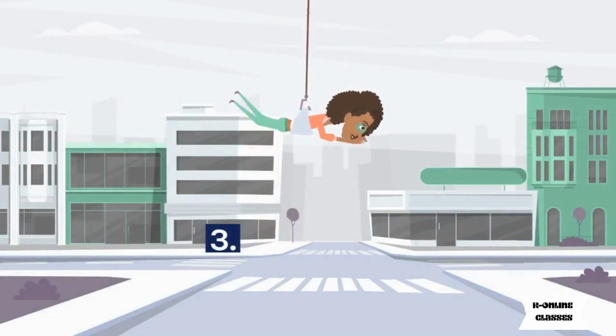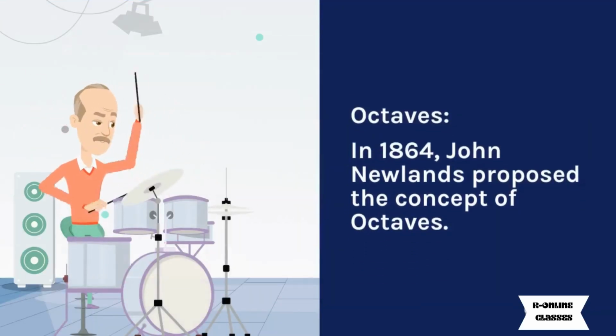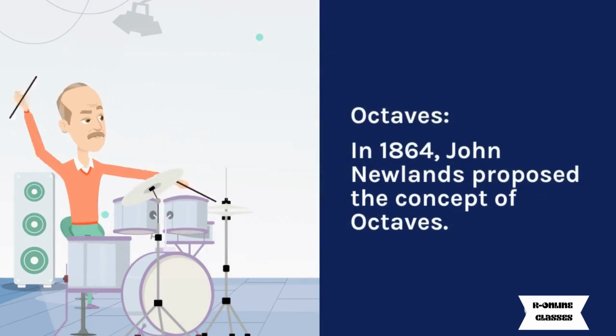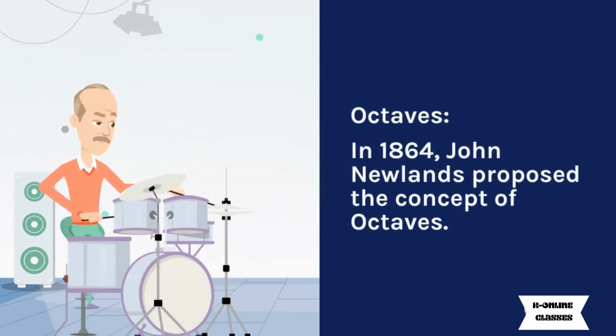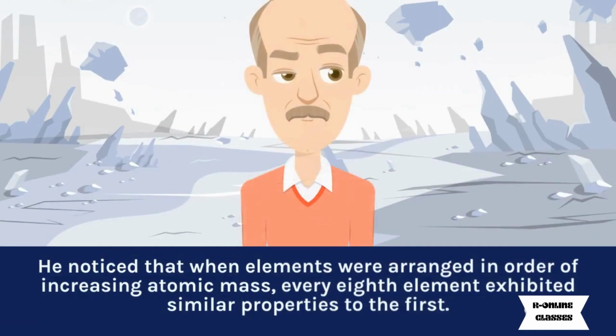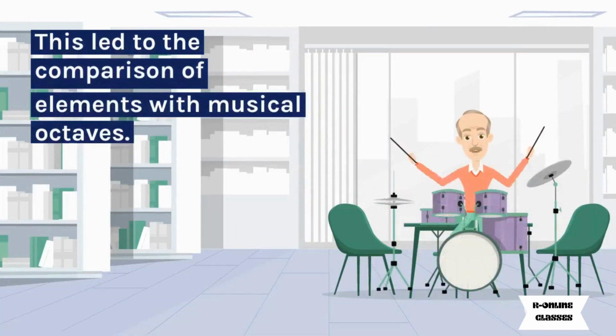3. Octaves. In 1864, John Newlands proposed the concept of octaves. He noticed that when elements were arranged in order of increasing atomic mass, every eighth element exhibited similar properties to the first. This led to the comparison of elements with musical octaves.